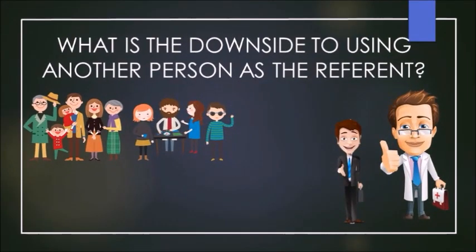But of course, it also comes with a downside. Similar to the disadvantage of a self-report questionnaire, if the third-party referent or the informant does not know you so well, then it can also lead to inaccurate results. And that is why it is important for the assessor to be able to identify individuals that can give more substantial information about the person being assessed.